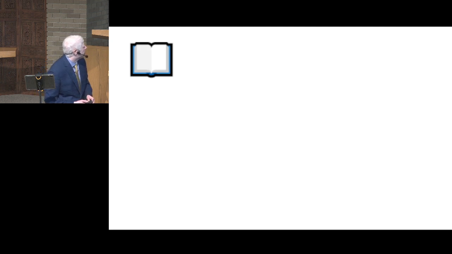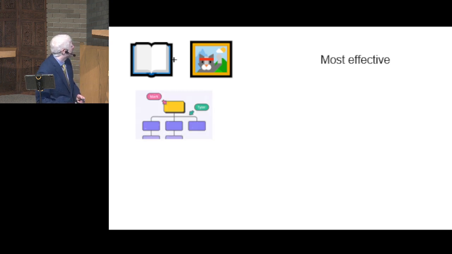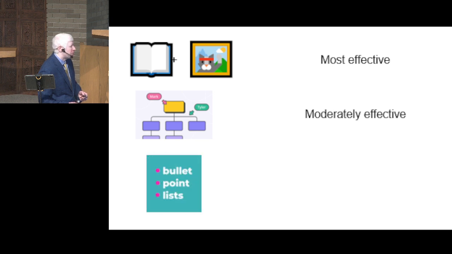So the first, and the most effective, is to combine story, he says, with imagery. And he says metaphors are critical to this. Well, it's Jesus, right? Jesus knew all this. That's the most effective. The second one are diagrams. So don't underestimate diagrams. We really need them because they're still very visual, but they're moderately effective. And least effective of all, bullet points.